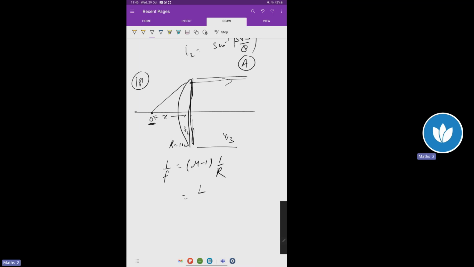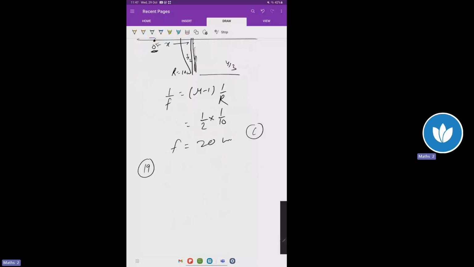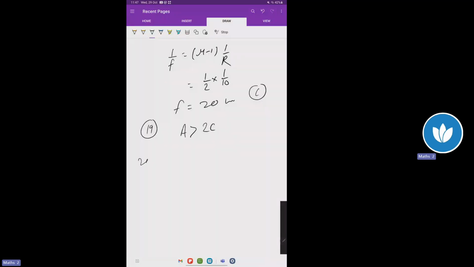Question 19. If the critical angle for the medium of a prism is C and the angle of prism is A, then there will be no emergent ray under the condition: when A is greater than 2C, there will be no emergence.